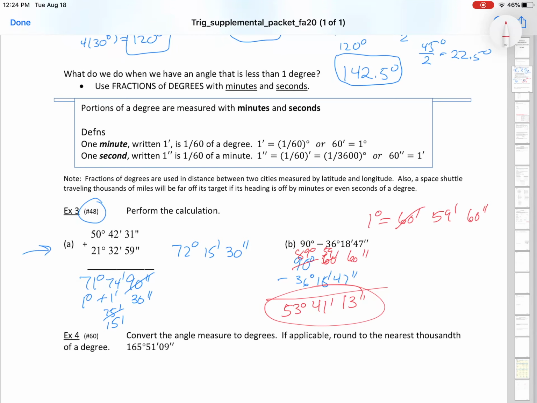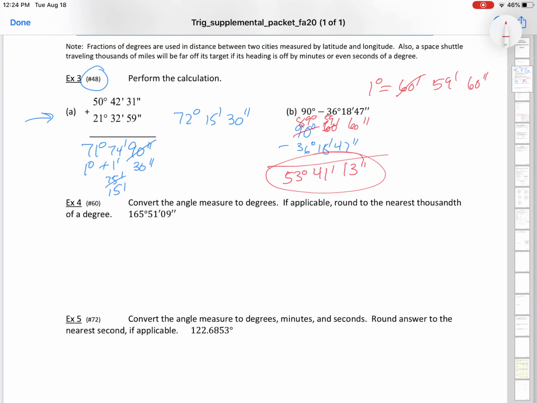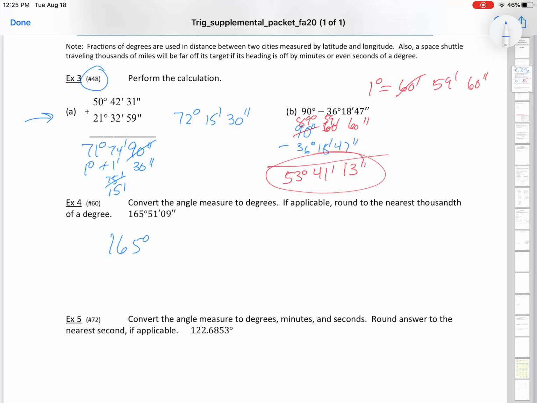So we just want you to get familiar with playing around with those. In this next one, they want us to convert the angle measure to degrees. If applicable, round to the nearest thousandths of a degree. And so what we have is, let me switch back to the blue. We have 165 degrees and we have 51 minutes.